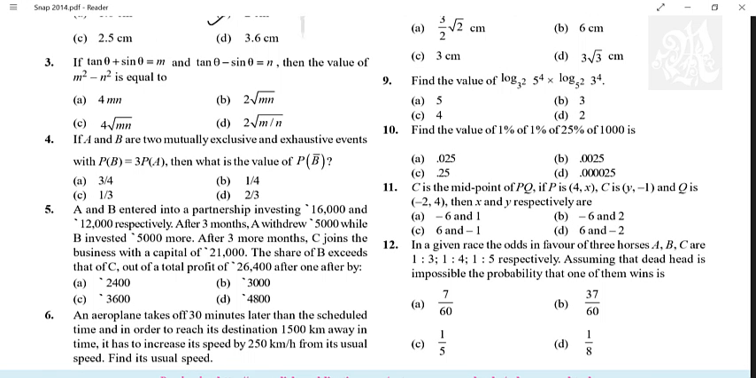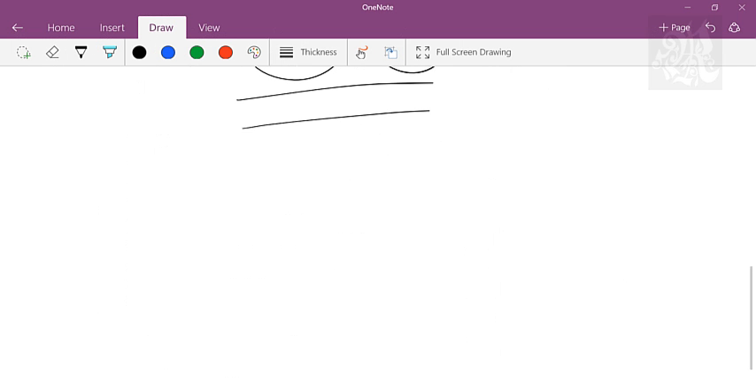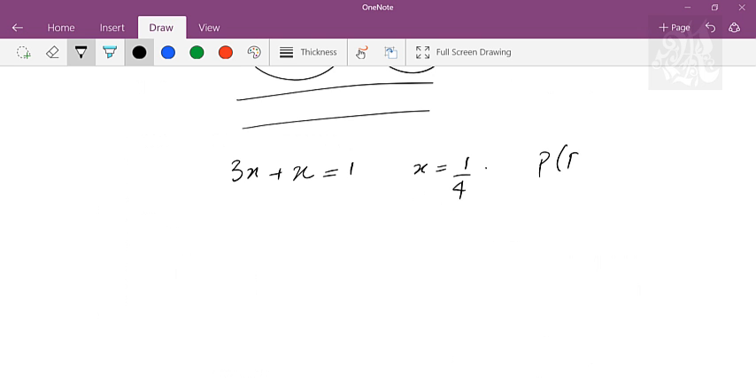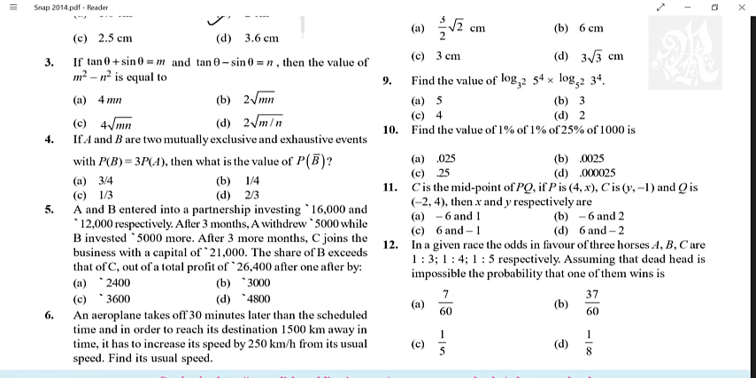Now it's given, which means the addition of P of A and P of B will be 1, because the sample space's probability is 1. And they've said that P of B is 3 times P of A. So if P of A is X, P of B is 3X, and they both make 1, so X is going to be 1 by 4. So P of A is 1 by 4. And what they've asked for is the value of P of B complement. Now P of B complement means when B doesn't occur. So when B doesn't occur, A occurs. So the answer is precisely 1 by 4.